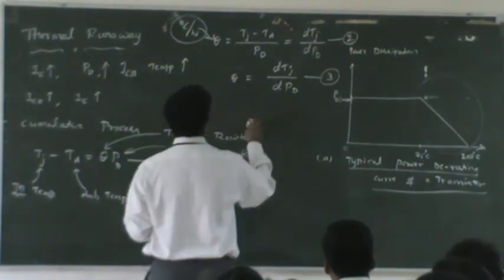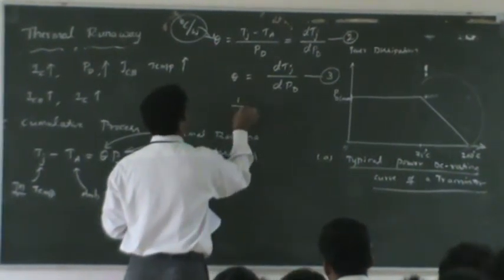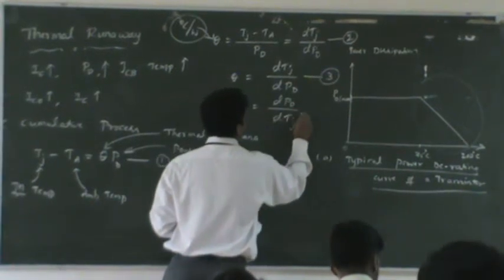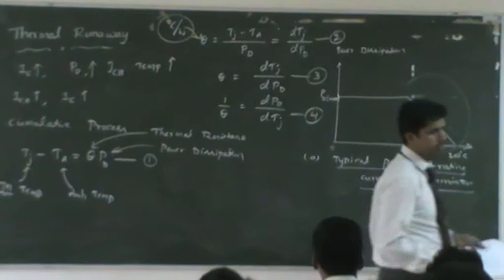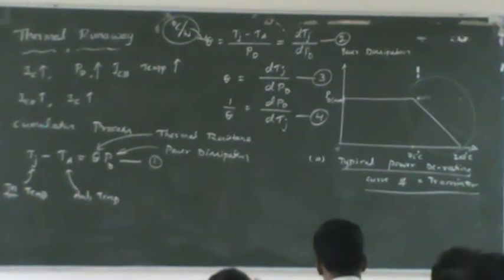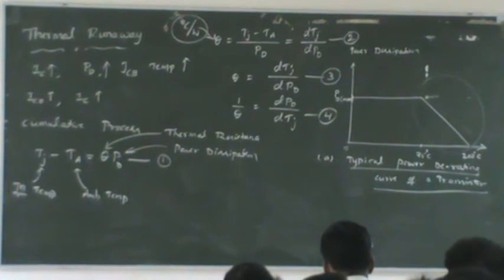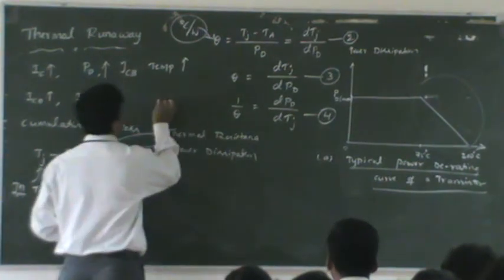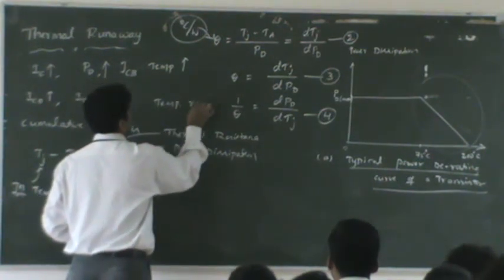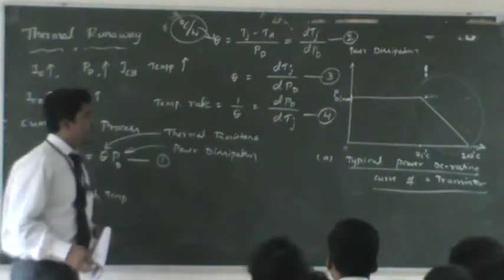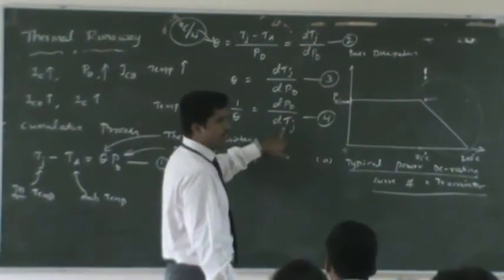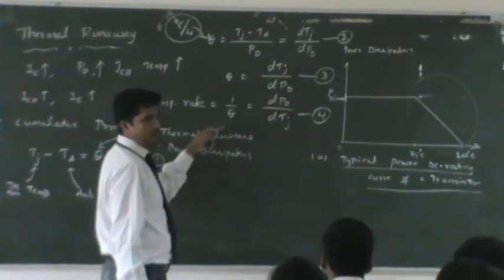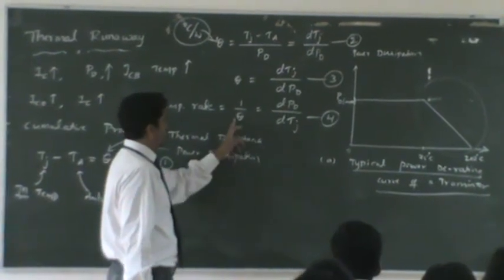To calculate inverse of this, what will be the inverse if you calculate 1 over theta is equal to dPd by dTj, let us call this equation number 4. This is called the temperature rate. The inverse of thermal resistance can be called as a temperature rate. The temperature rate is given by the rate at which the junction temperature changes with the power dissipation, given by 1 over theta, but again the reciprocal of thermal resistance.